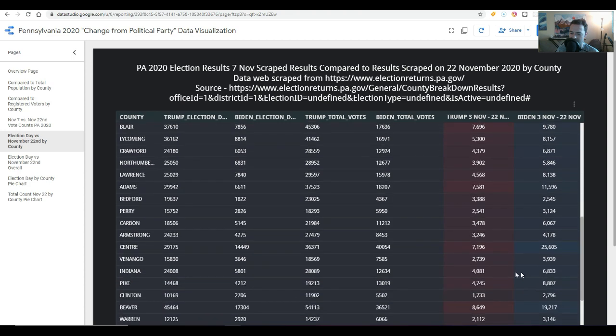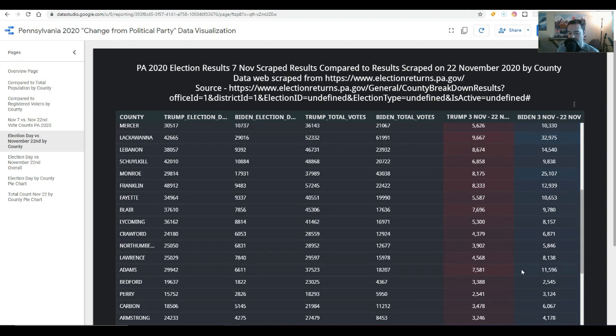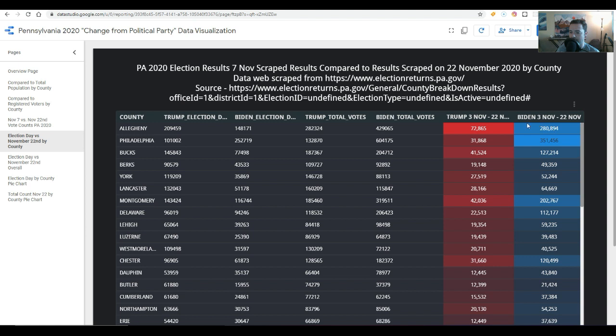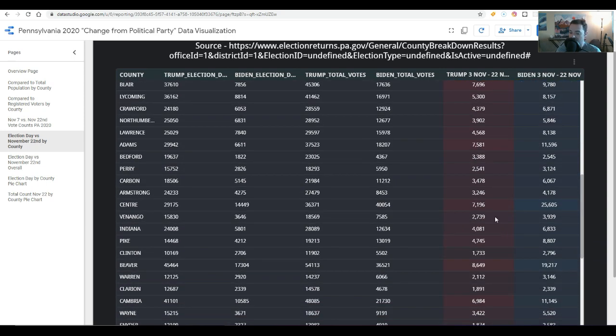Not always, but it does get more balanced than what we're looking at over here in the major cities. That's just an interesting thing, something that you can look at yourself and check out. Right here in Lycoming County, we're looking at 5,300 versus 8,000, 7,600 versus 9,700. Just these slight gains. Whereas over here, we're talking about almost triple, quadruple, if not 10 times the amount of votes. It's just something to note.